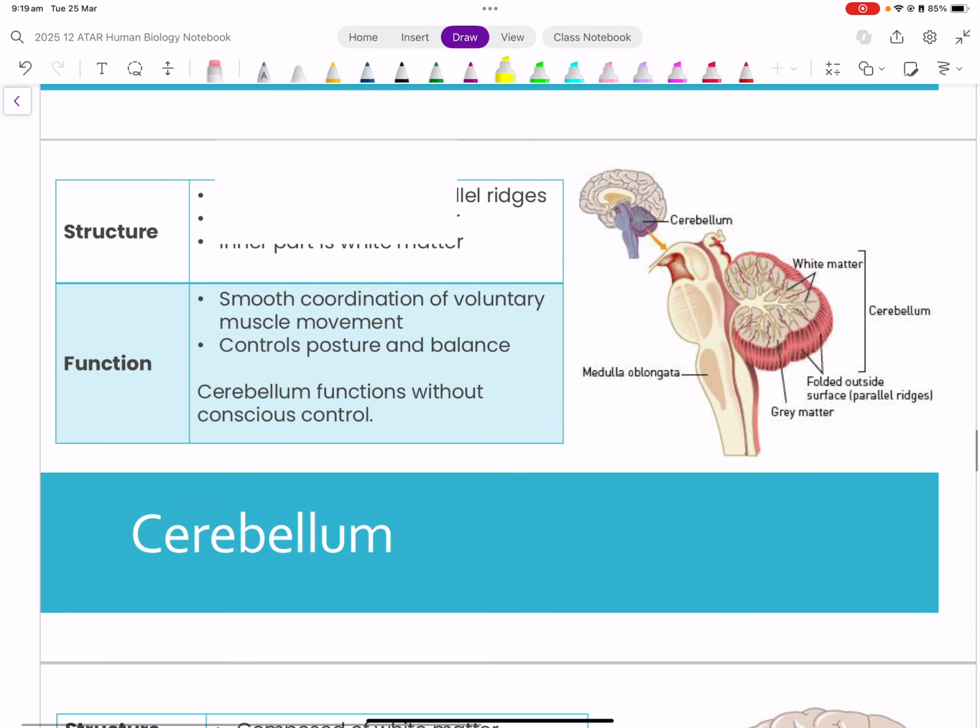Our next structure is the cerebellum. As I mentioned, the cerebellum is involved in the smooth coordination of voluntary muscle movement, so that really fine motor control, and it's also really useful for our posture and for our balance. Now, the cerebellum itself is not under conscious control. It is under involuntary control, meaning that you're not actively thinking about your posture and your balance when the cerebellum is involved. It's just doing its thing in the background behind the scenes.